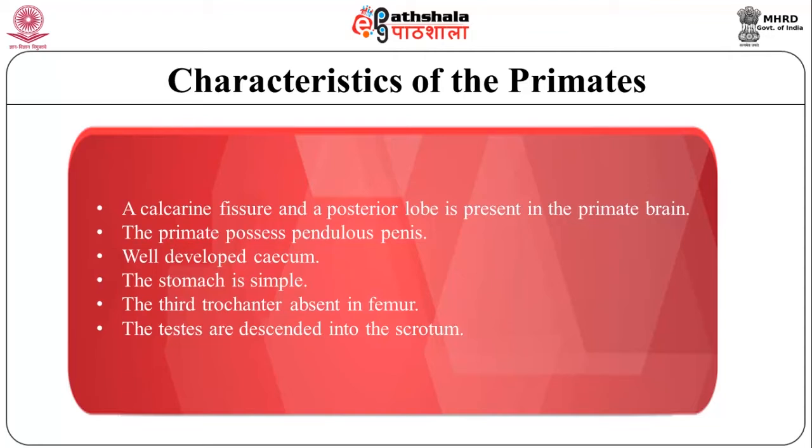The primate possess a pendulous penis. The character is shown by some other mammals also. They have a well-developed caecum, that is a sac connected with the intestine of an animal. The stomach is simple, the femur has never a third trochanter. The testes are descended into the scrotum. Of course, it is present in many other agile and active mammals also.